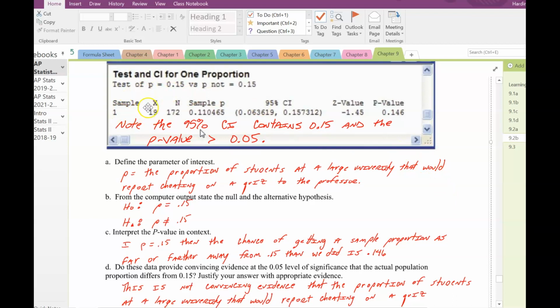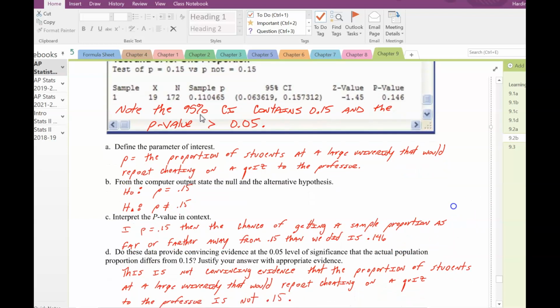There's a sample where 19 people out of 172 said that they would report it. This is the 95% confidence interval. This is the z-value, and this is the p-value. So when you're interpreting the p-value, this is: if the true proportion of students that would report cheating is 0.15, then the chance of getting a sample proportion as far or further away from 0.15 as what we did is 0.146. This is the chance that we would get a sample as extreme as 19 out of 172.